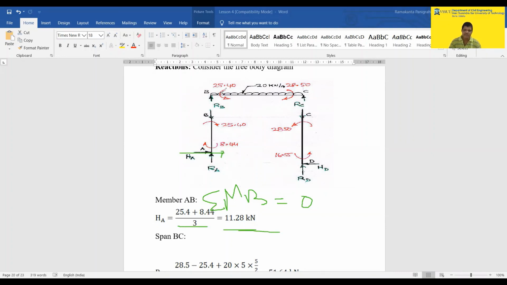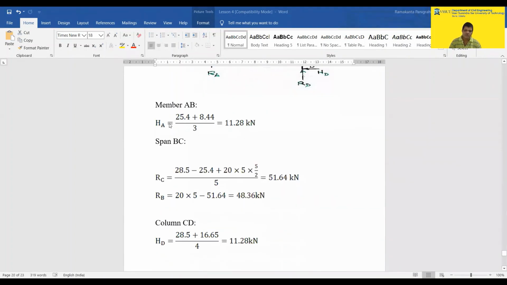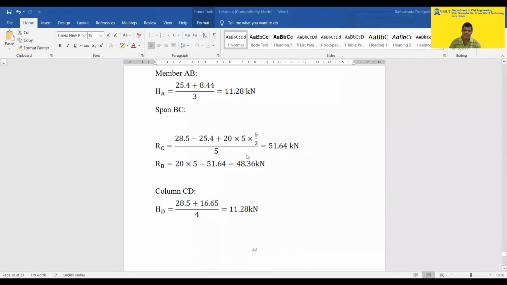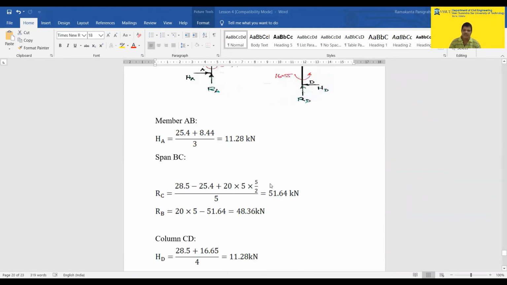And for span BC also you can find RB or RC. RB plus RC will be equal to 20 into this distance, that is 5, so it is 100 kilonewton. If we take moment about C or B equal to 0, we can find out the values of RB and RC. So you can put the value of RC. Once we find RC, then you can find RB. And HD value also similarly.